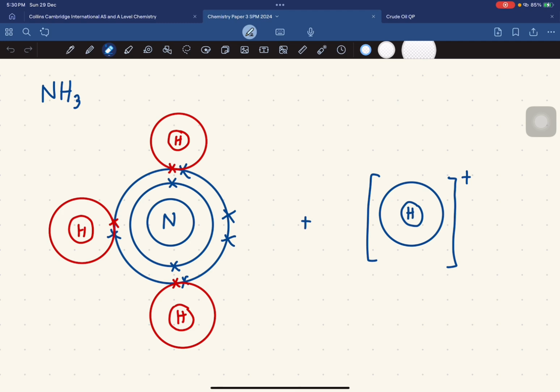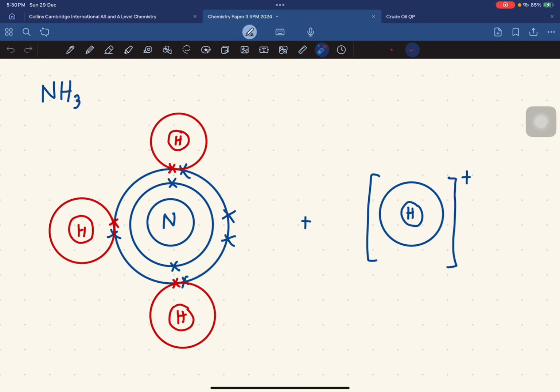Okay, so today I'm going to explain about the formation of dative bond. In this case, I'm going to use ammonium ion as my example. First things first, you must know the definition of dative bond itself. So I'm just going to read out from the textbook.